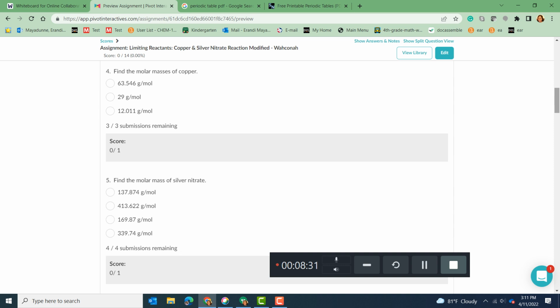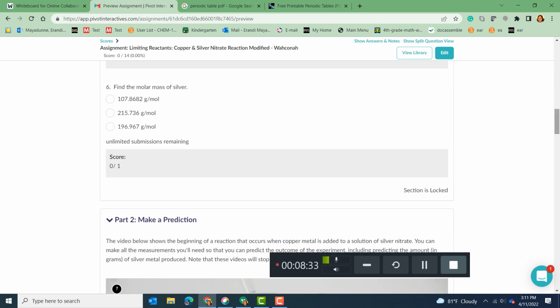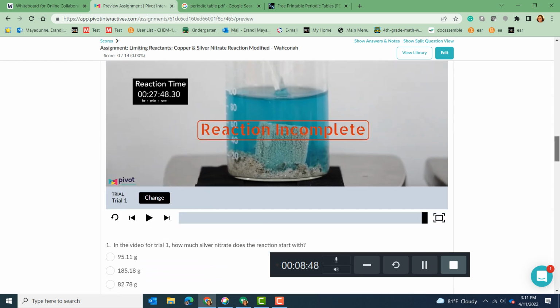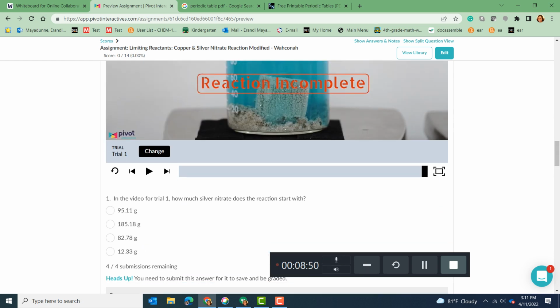And then the molar mass of silver, similarly 107.86. It's shown in the periodic table. Whenever it asks the molar mass of one element, it is easy. And then we go to part 2. In part 2, they ask how much silver nitrate does the reaction start with. So, if you want to find that, how do you do it?